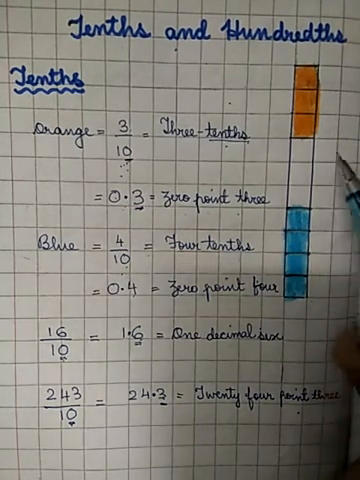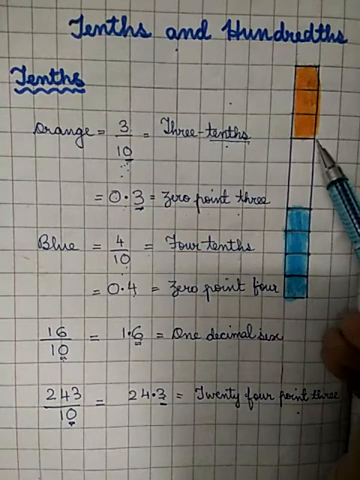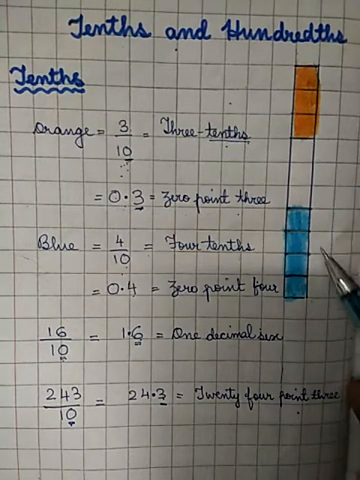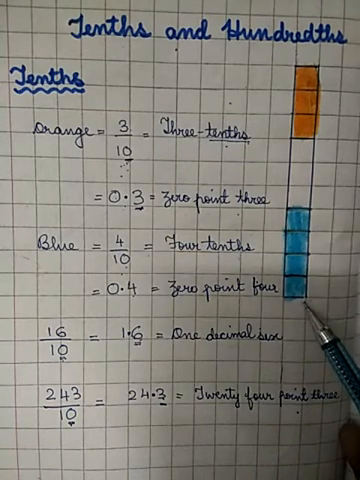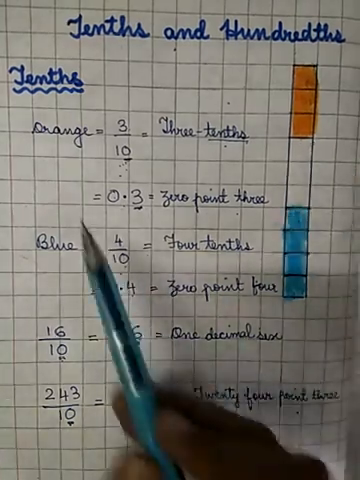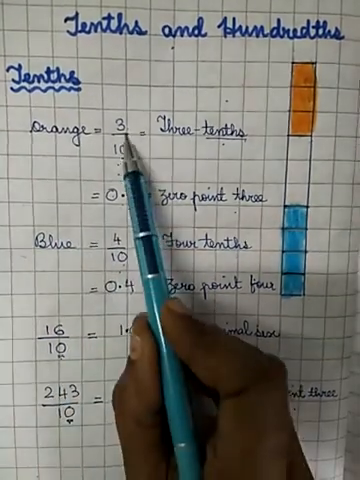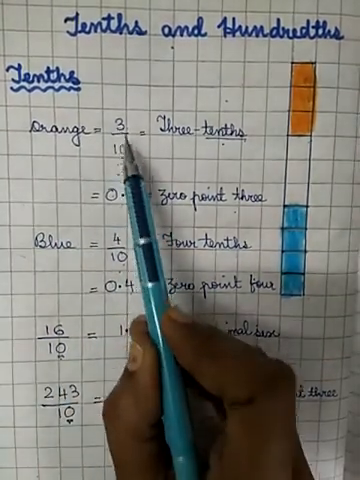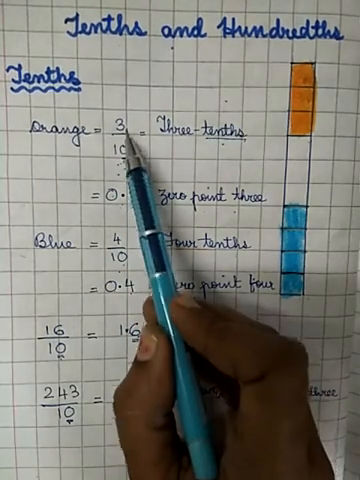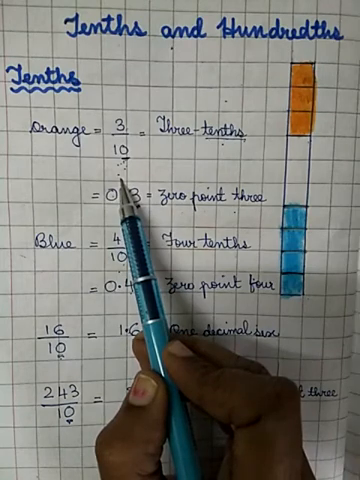So I'm going to write the fraction of the orange one. All of you know how to write this. It is 3 out of 10. Total there are 10 boxes. Out of the 10, 3 are colored orange. So orange is 3 out of 10. 3 by 10 is a fraction. 3 is the numerator and 10 is the denominator.